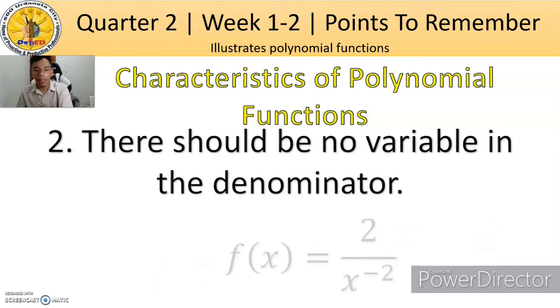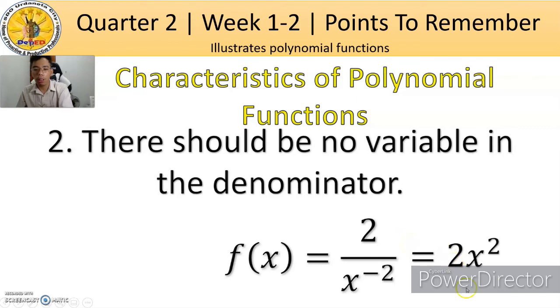Okay? So let us have another example. So we have the function of x is equal to 2 over x raised to negative 2. And we know that we can transfer this variable x to the numerator and we can have 2x squared. Therefore, this function passes the second characteristic.